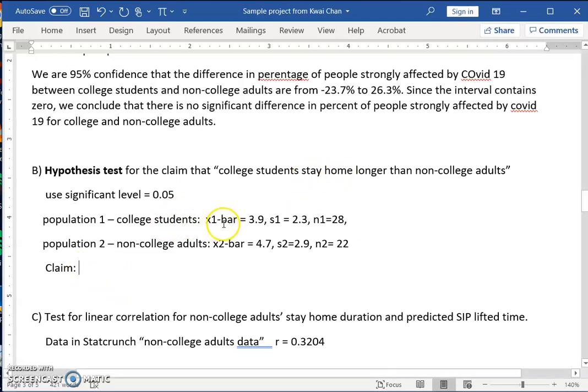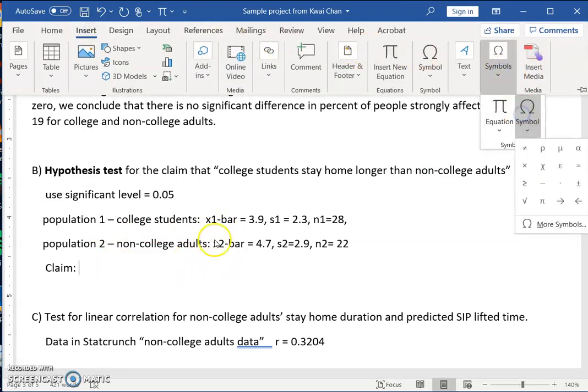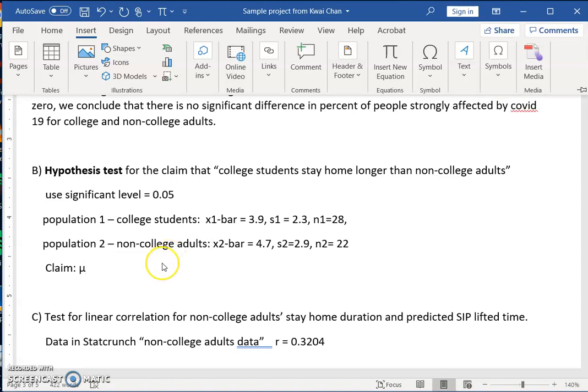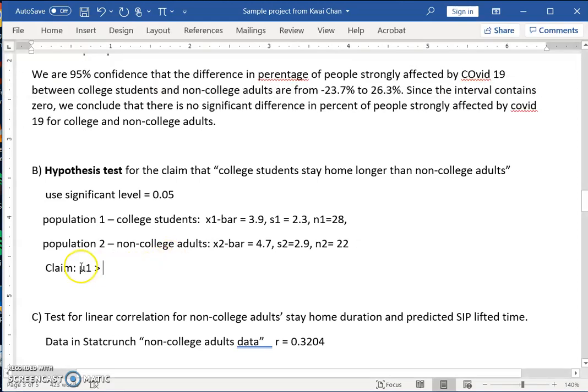College students are population 1, so it'd be mu1, right? mu1 greater than mu2. That's my claim. And then I will set up H0 as mu1 equal to mu2 by default. The null hypothesis should be equal, temporarily assuming they're the same. And H1 would be mu1 greater than mu2, and in this case, my claim is in H1.